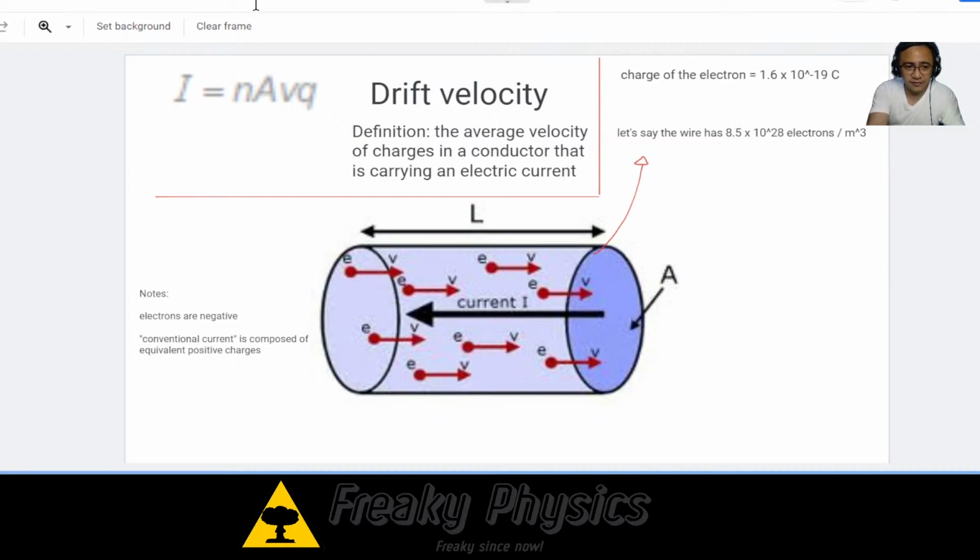I'm going to look for a number first. Velocity. Let's say that these electrons are drifting at, let's make it easier, 5 millimeters per second. So this 5 millimeters per second is the drift velocity. Each of those electrons is moving on average at 5 millimeters per second. So the question now is, what's the current?